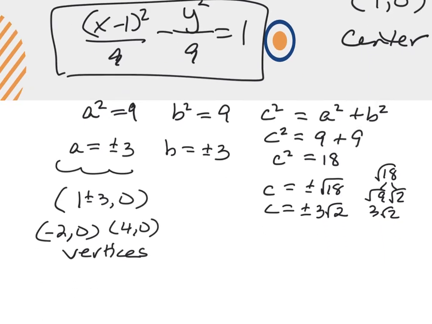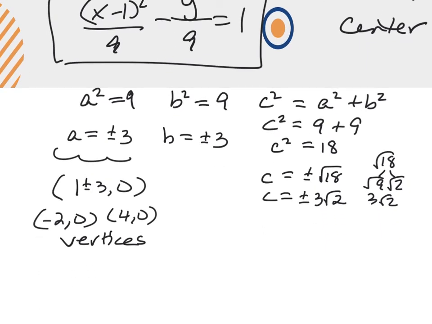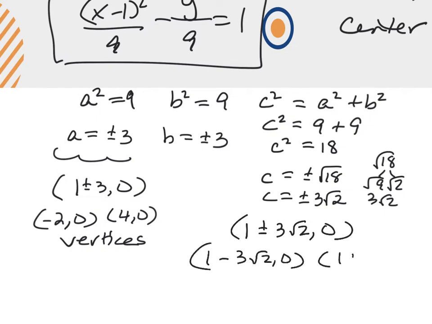For my foci, I'm going to take the center, and I'm going to add and subtract 3 radical 2 to that x. So 1 minus 3 square root 2, 0, and 1 plus 3 square root 2, 0. These are the foci.